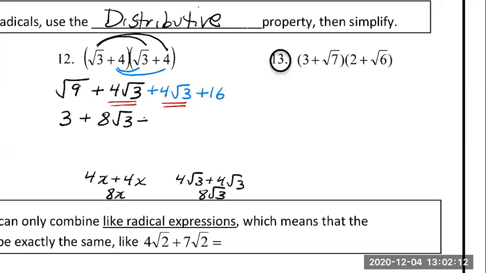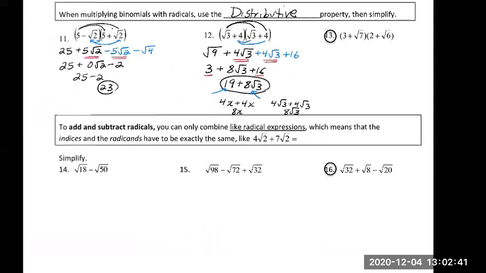And then we have plus 16. We can also add these like terms. We should do that. 3 plus 16. So that would be 19 plus 8 root 3. And that would be our answer. It's more common to put the constant, 19, out in front and put the radical part second. So whenever you type your answers, type the 19 plus 8 root 3. And for number 13, you can try that as a try this. So let's move on to the next part.